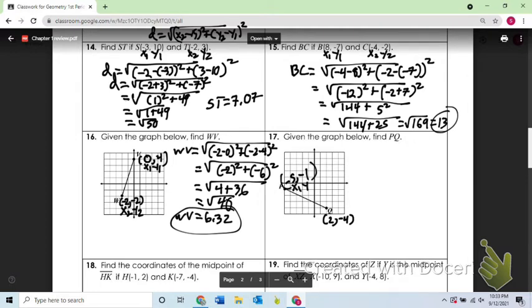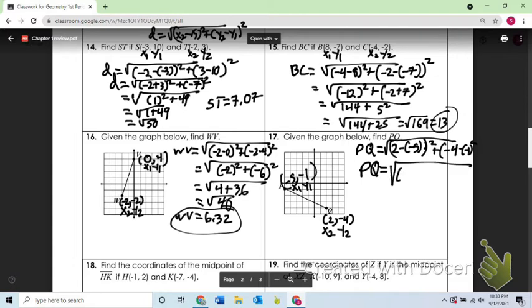So for 17, we figure out that it's negative 5, negative 1, and 2, negative 4. We put our x1, y1, x2, y2 on them. Does not matter which way you do that. It all washes out. We go ahead and plug it in. So instead of x2, we write 2. Instead of x1, we write negative 5. Instead of y2, we write negative 4. Instead of y1, we write negative 1.